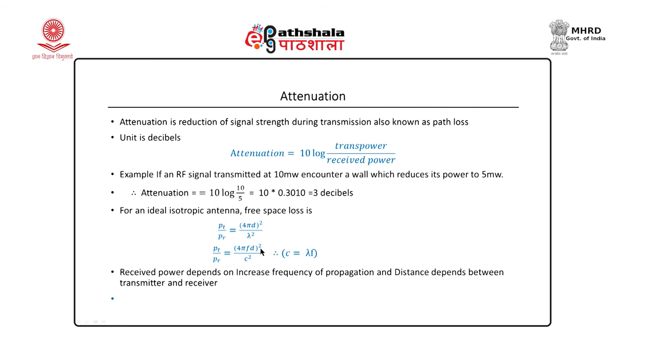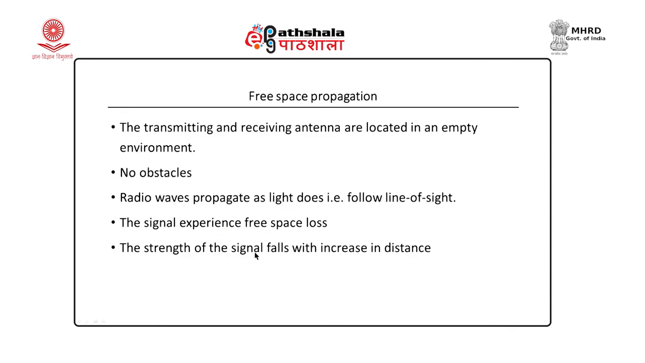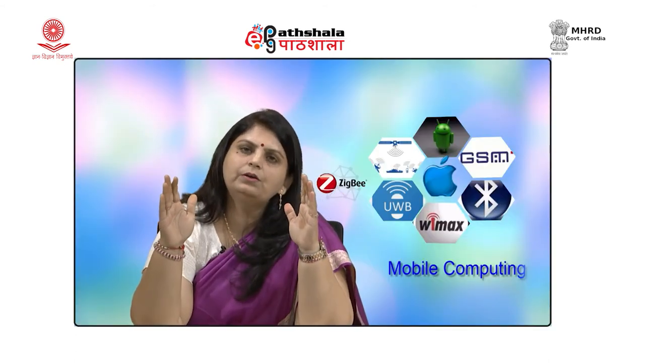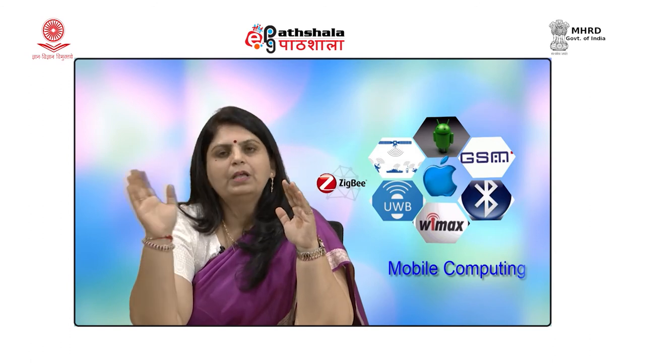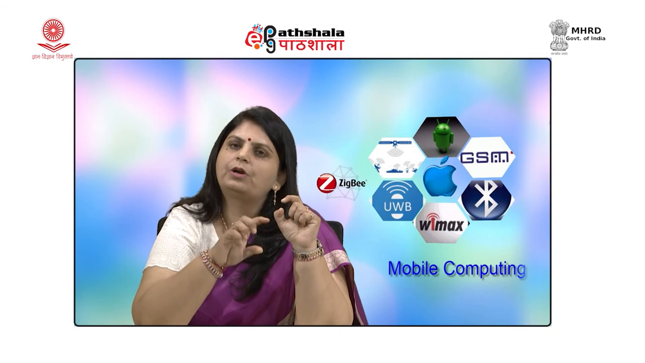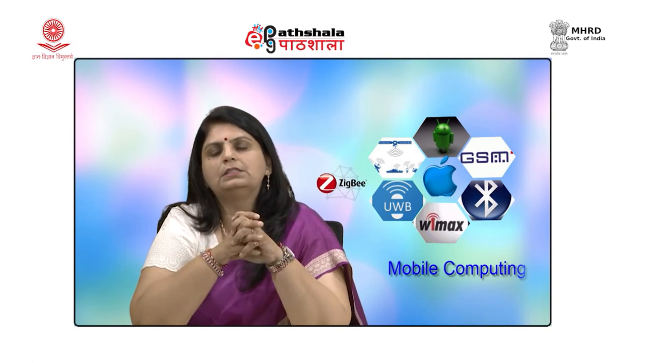So I can say that the received power is inversely proportional to frequency, and the received power is also inversely proportional to the square of the distance. Let us just look at the free space laws. Free space propagation is when the transmitter and receiver are in line of sight with each other. There are no objects in between. The signal simply goes from the transmitter and it reaches the receiver.